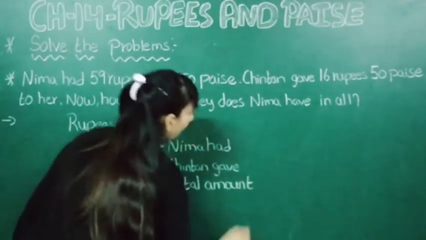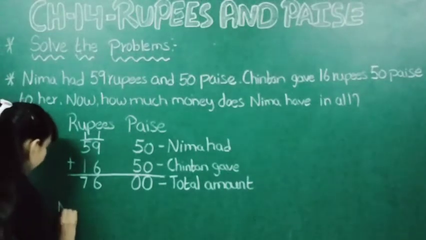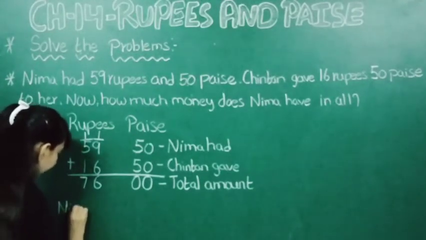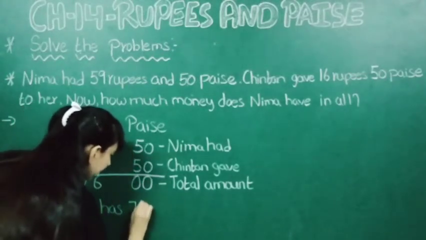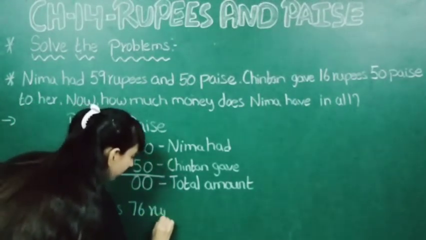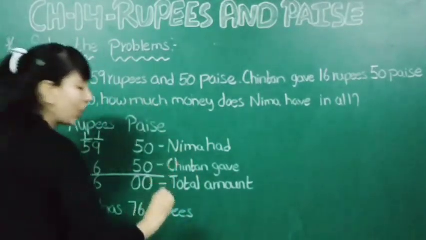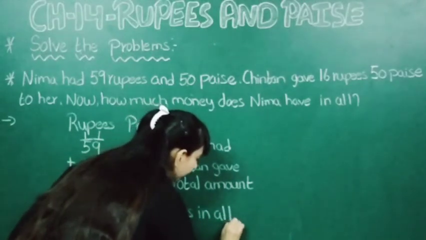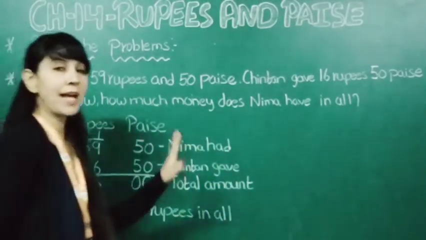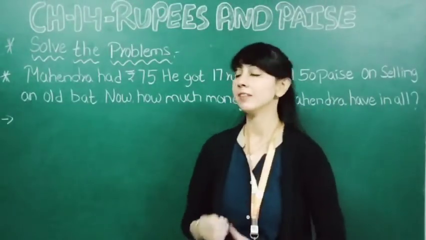Okay. Now how we will write this? We will write Neema has 76 rupees, okay, in all. Like this you have to do. Understood? Now let's see another one.